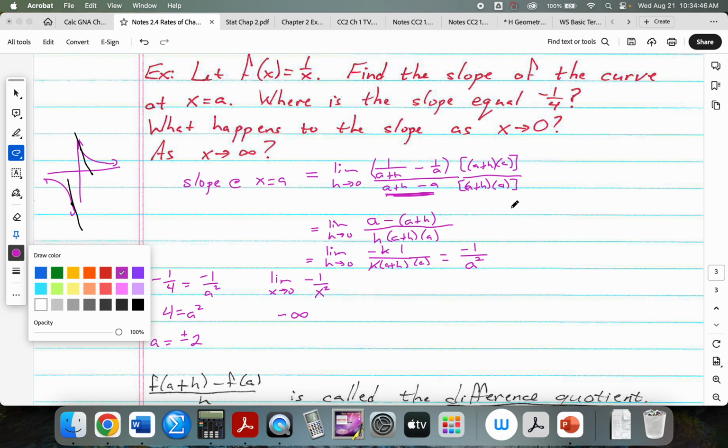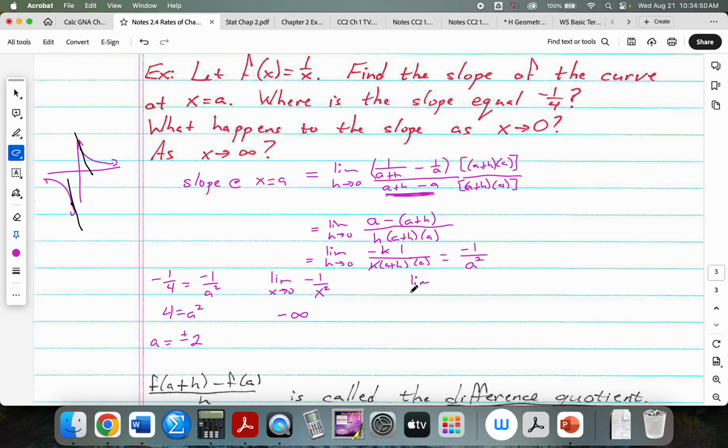And then what happens as x goes to infinity? So if I take the limit as x goes to infinity of negative 1 over x squared, the numerator is always negative 1. The denominator is really big, so the fraction goes to 0.